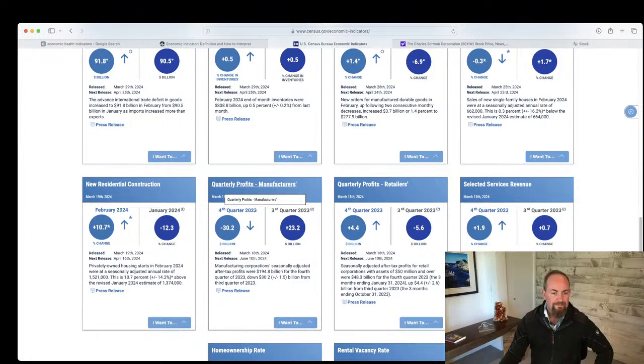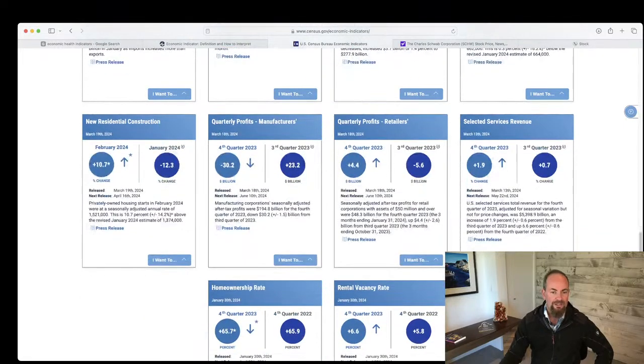Profits. Just super interesting. Quarterly profits from manufacturers. Manufacturing corporations' seasonally adjusted after-tax profits were $194.8 billion for the fourth quarter of 2023, down $30 billion from the third quarter of 2023. This is the one that is the most interesting right now in terms of the disparity of third and fourth quarters, back to back. This was the biggie. The other biggie is the new residential construction.